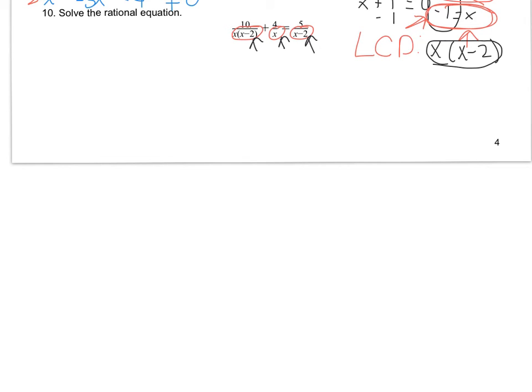So now I'm going to take the 10 and ask myself, is it missing anything for its denominator? And it is not, because it has the LCD fully on the bottom, so I don't need to multiply 10 by anything. And then 4 is missing the x minus 2 on the bottom, so I'm going to multiply that 4 by x minus 2. And then 5 is missing the x on the bottom, so I'm going to multiply the 5 by x.